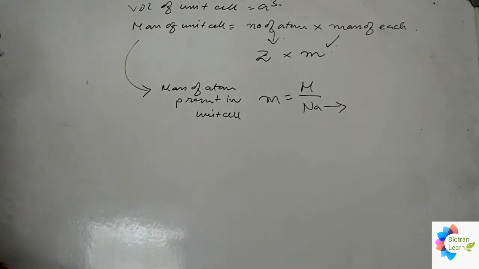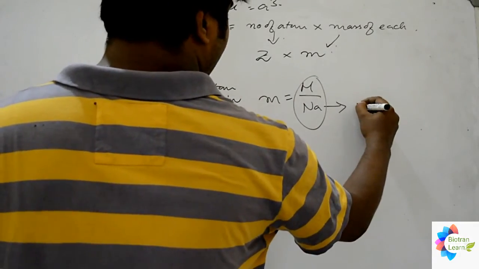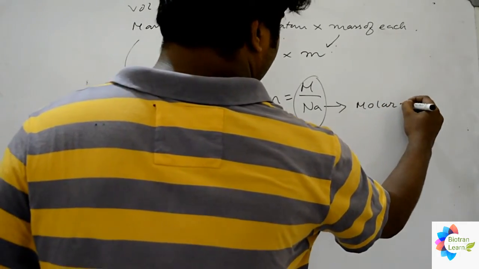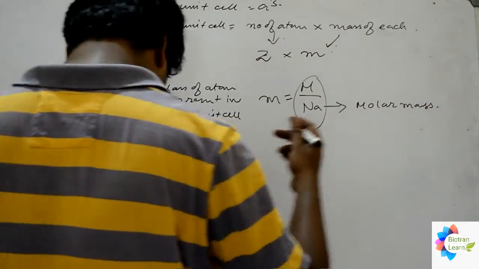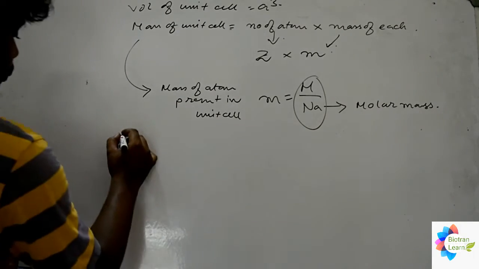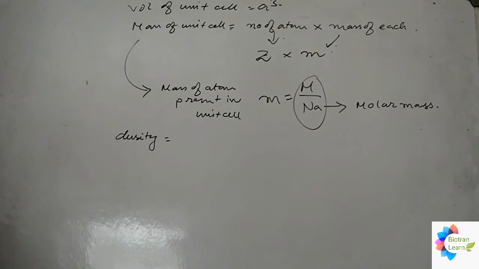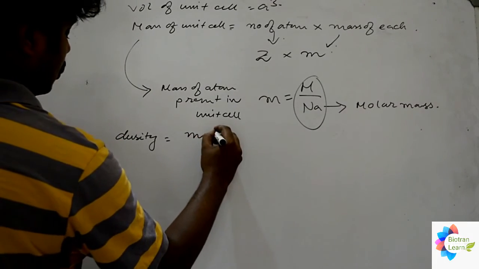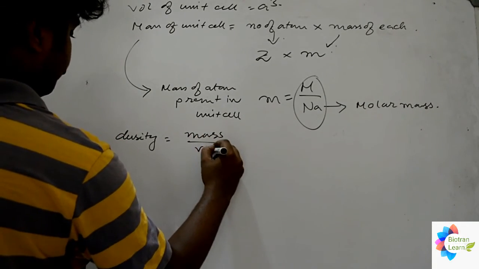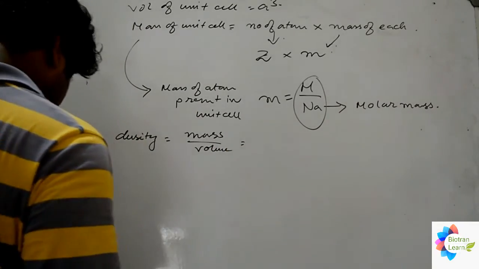m is equal to capital M by Na. Here Na is what we write for Avogadro's number, and this capital M will be known as the molar mass. Now let's go for the density of a unit cell. How can we get the density? We know that density is mass per volume. So density is mass by volume. Hence, in this way we can calculate.